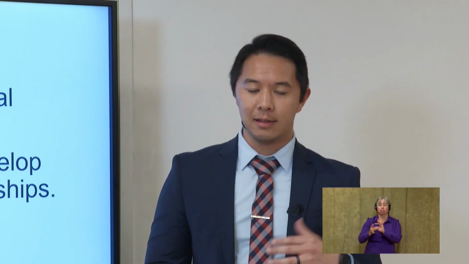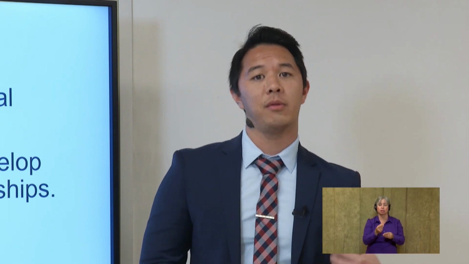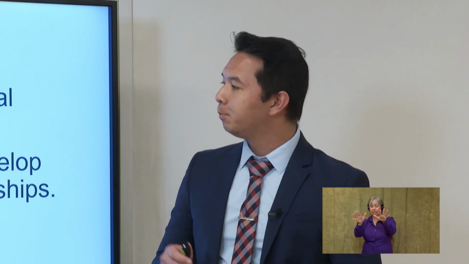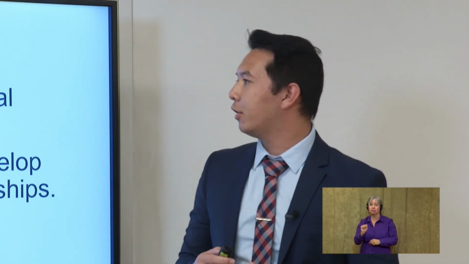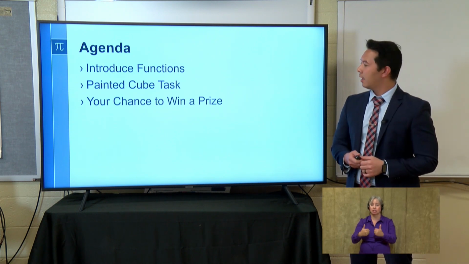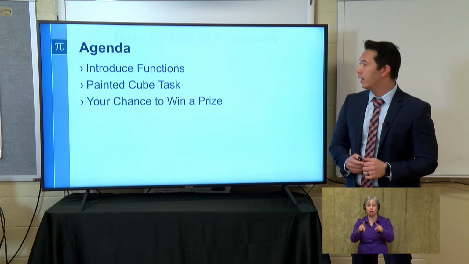So really taking the stuff that you've done the last couple of weeks from a geometric perspective with volume and surface area and the scatter plots that you looked at last week, we're going to transition and look at functional relationships. So the agenda for today, I'm going to introduce you to functions, establish a definition for what that is, and then we're going to take a look at a task called the painted cube. And then we're going to use that to establish more formally how we can make sense of functions. And then we're going to talk about your chance to win a prize towards the end of the lesson.